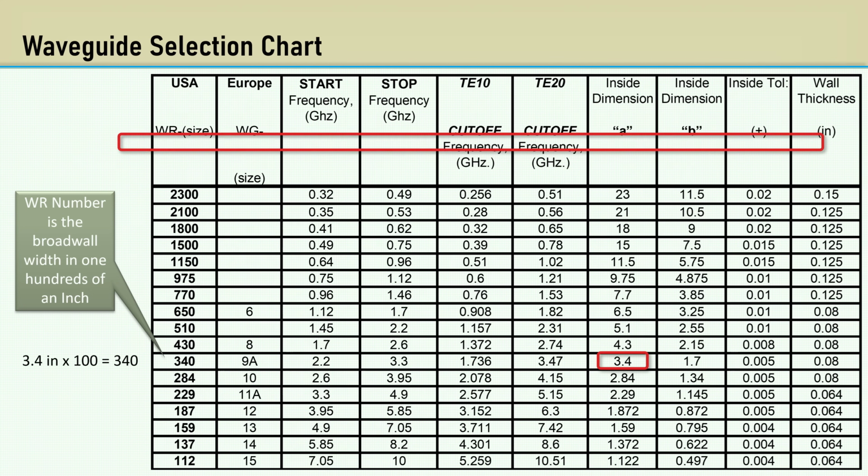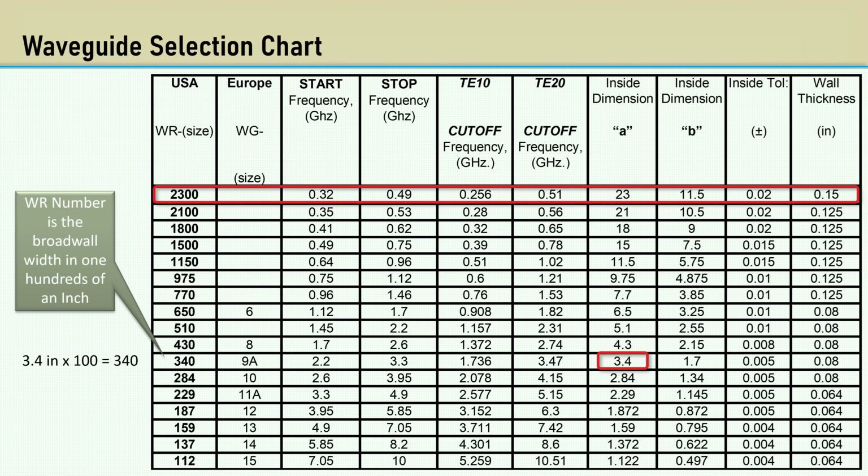Let's take a look at the biggest waveguide. It's intended to work between 320 MHz and 490 MHz. The broad wall is a whopping 23 inches. Also note the wall thickness is 150 thousandths. Since the skin depth is deeper at lower frequencies, a thicker wall is necessary so there is no current flow on the outside of the waveguide.